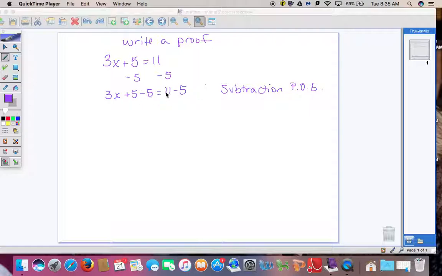Okay, so the next step would be to simplify. And if we look at the right side of our equation, we have 3x plus 5 minus 5 equals 6. Okay, so all I did was I simplified that particular side. Now the reason I didn't go ahead and do 5 minus 5 here is because this is a different property. Okay, if I say 3x plus 0 equals 6, then you can see that I said 5 minus 5 equals 0. And the property that enables us to say this is not simplification, but it's the additive inverse.